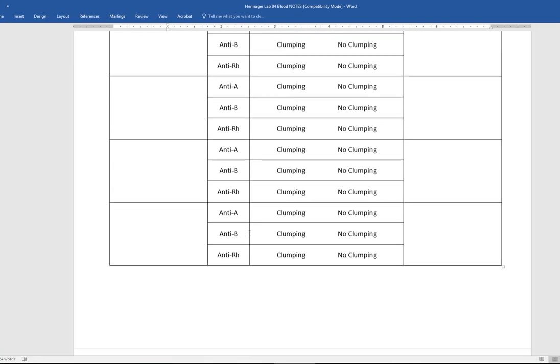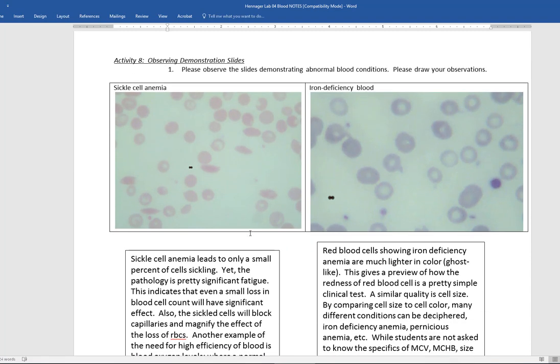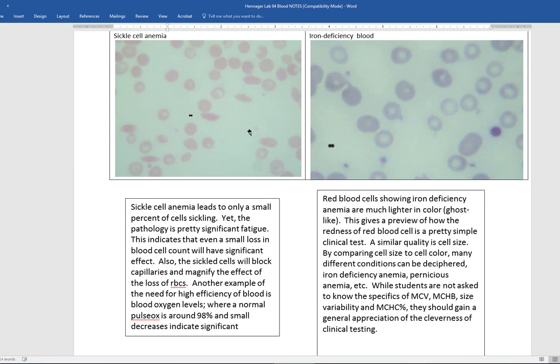And then take a look at these 2 slides. So this is sickle cell. Sickle cell, generally, it takes out about 10% of the cells, but the patients or people that have sickle cell, they have a lot of fatigue. And there's two reasons. You're killing off your red blood cells. You're killing off the ones that sickled.